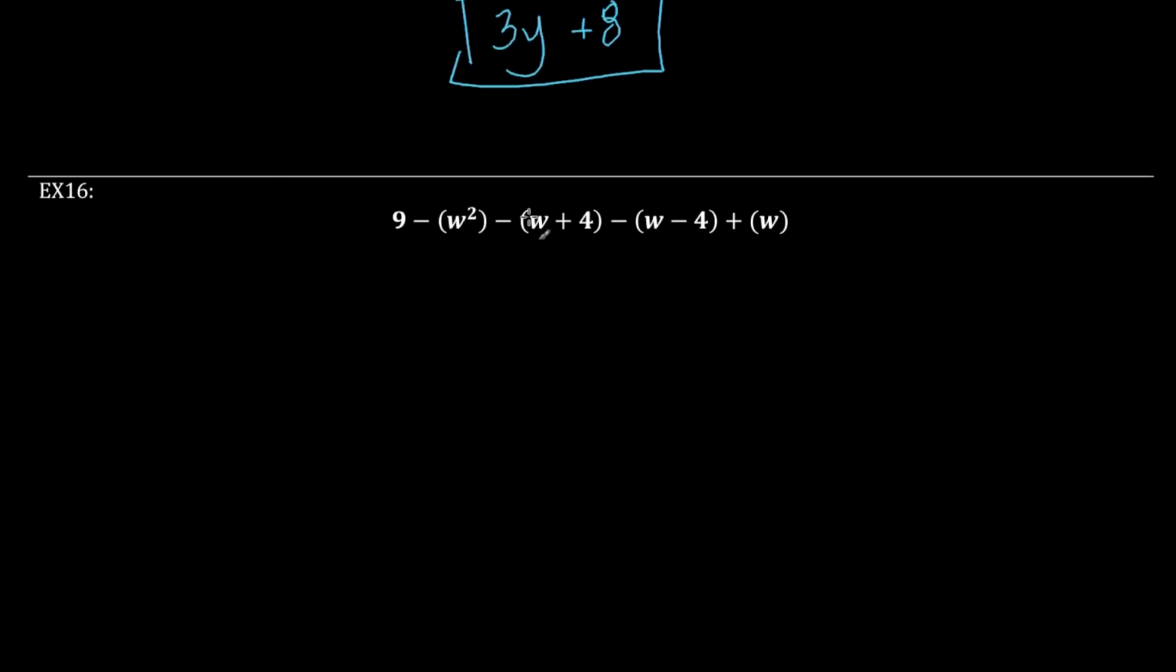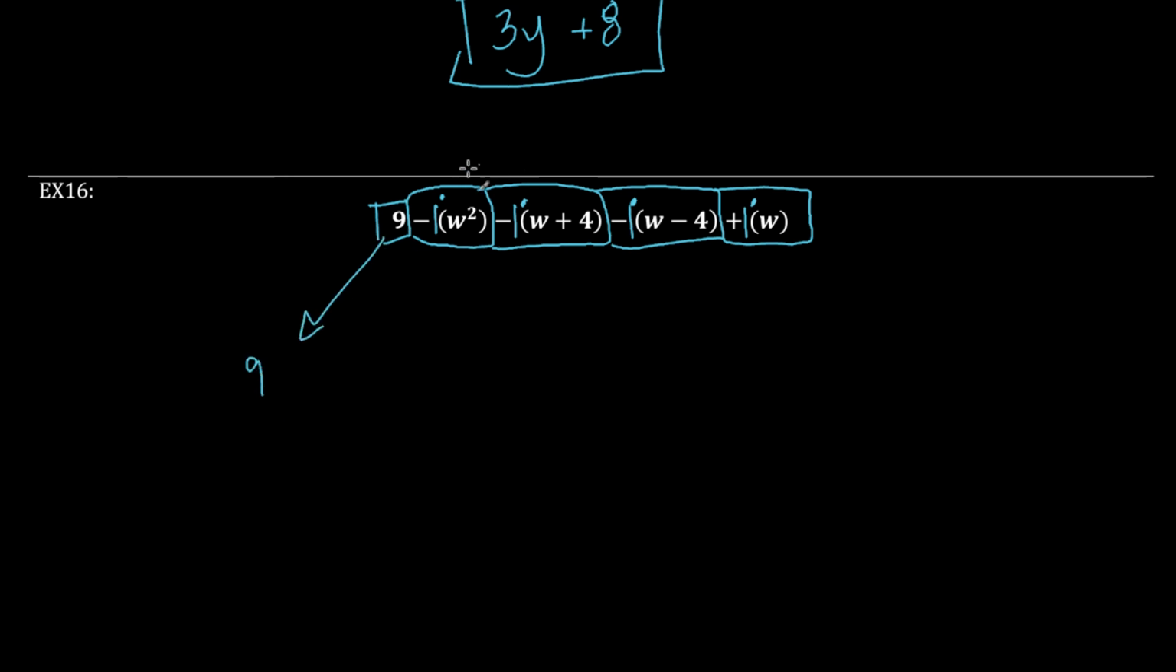Last example, let's write in our 1s, right here, right here, right here, right here. We have a lot. Multiply here, multiply here, multiply here, multiply here. Start off with 9. We take this away. We take this away. We take this away, and then we add this. Okay, so 9 can come down here. A negative times a positive is a negative. 1 times w squared is w squared.